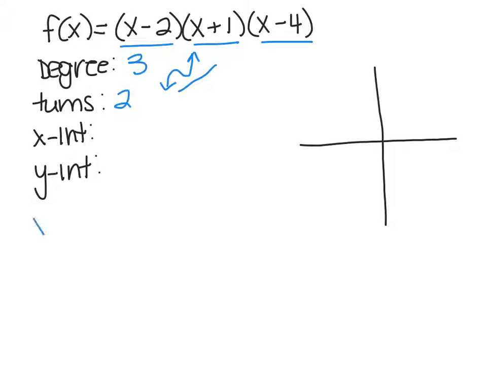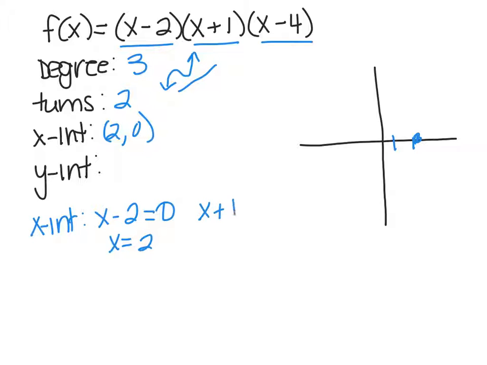X-intercepts. To find the x-intercepts or solutions of this graph, I'm going to take each piece, each term, and set it equal to 0 and solve. So x equals 2, therefore one of my x-intercepts is (2, 0).